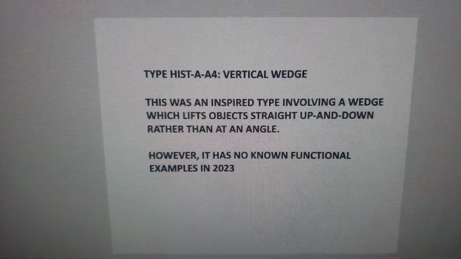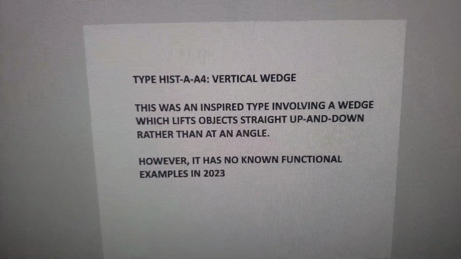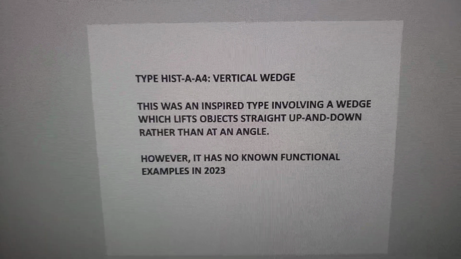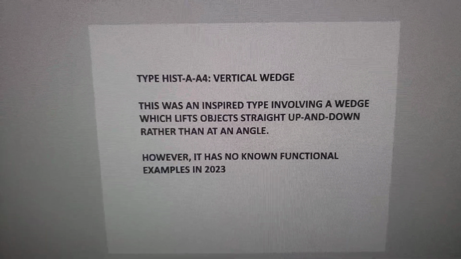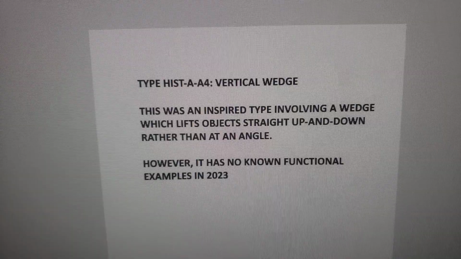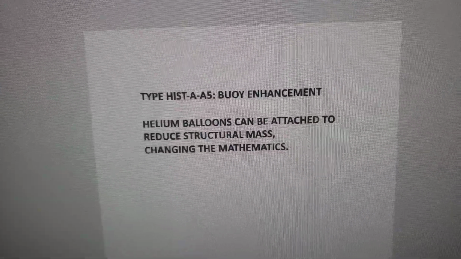Type history A4, vertical wedge. This was an inspired type involving a wedge which lifts objects straight up and down rather than at an angle. However, it has no known functional examples.